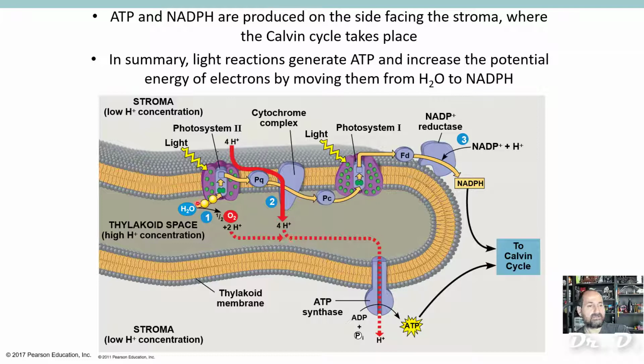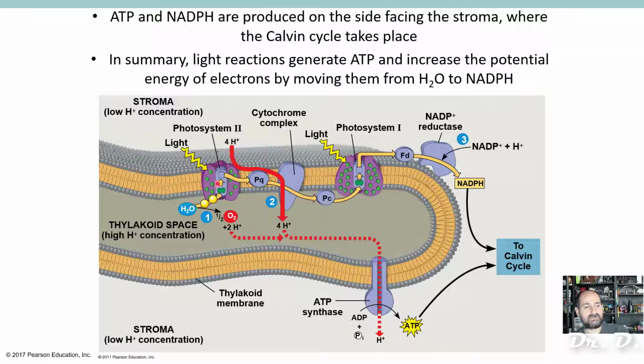Now, how do we restart this process? Well, the electrons that left P680 at the beginning of my story need to be replenished. And where do they come from? They come from water molecules, water. This is why you have to water your plants. This is why water is a reactant of photosynthesis. Why is water a reactant of photosynthesis? Well, because it's needed to donate its electrons.